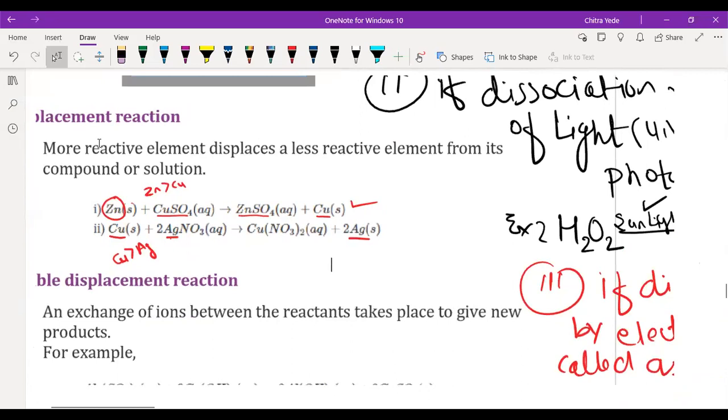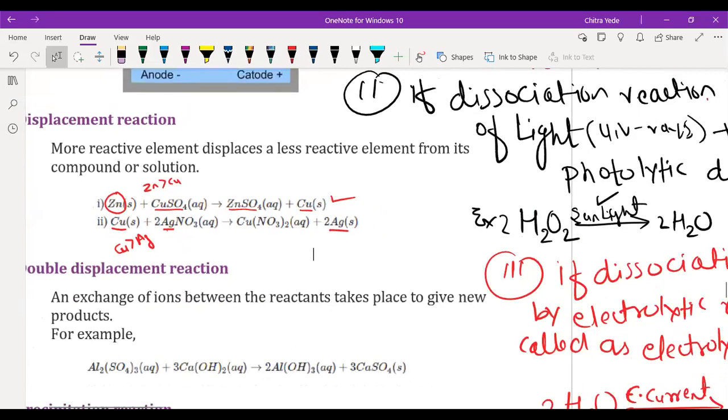Understood, sir. Okay, our session will be over within a minute, so you have to write both the examples. Once you are writing the chemical reaction, you have to write their names also here.